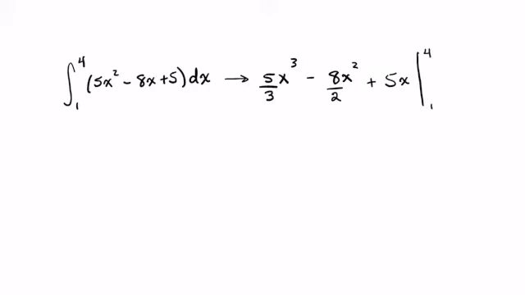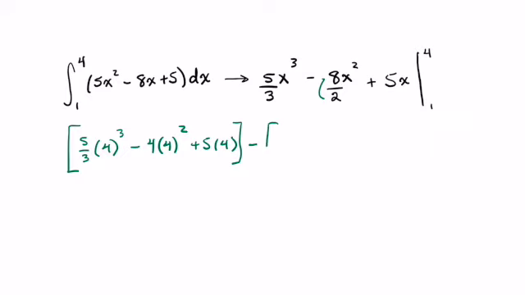We can simplify this out, so I'm going to do that as I plug in my values here. So I have 5/3, 4 times 3 minus, 8 divided by 2 here is going to give me 4, and then times 4 squared plus 5 times 4. And I personally just always put them in brackets. You don't necessarily have to, but I do just to make sure that I'm distributing my signs and everything appropriately. So I have 5/3, 1 cubed minus 4 times 1 squared plus 5 times 1.